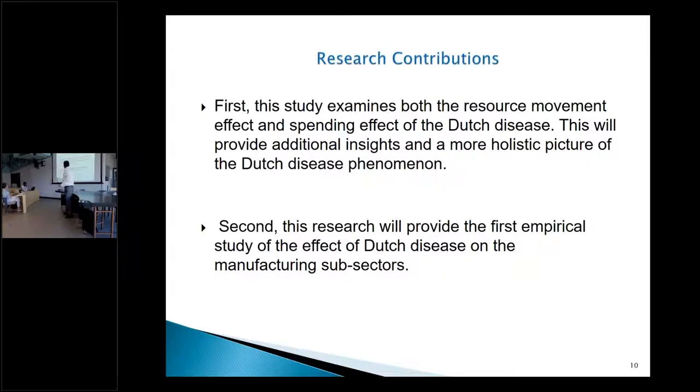The second, this study will provide the first empirical study of the effect of Dutch disease on the manufacturer subsectors. Previous studies focus on the manufacturer sector as a whole. But my study is subdivided into high technology and medium high technology. High technology includes research and development, pharmaceutical, aerospace, computer and electric. That's high technology. Medium high technology includes chemicals, vehicle, and communication. I need to know if the manufacturer subsectors are affected by Dutch disease or not.